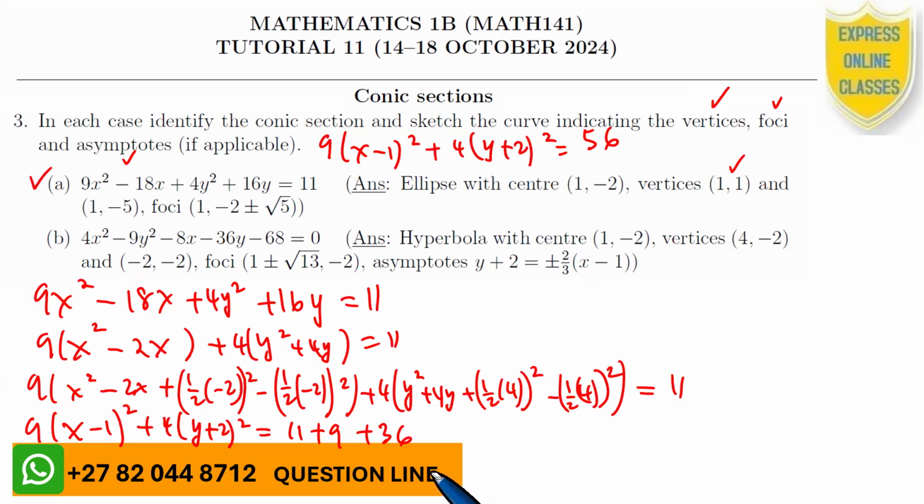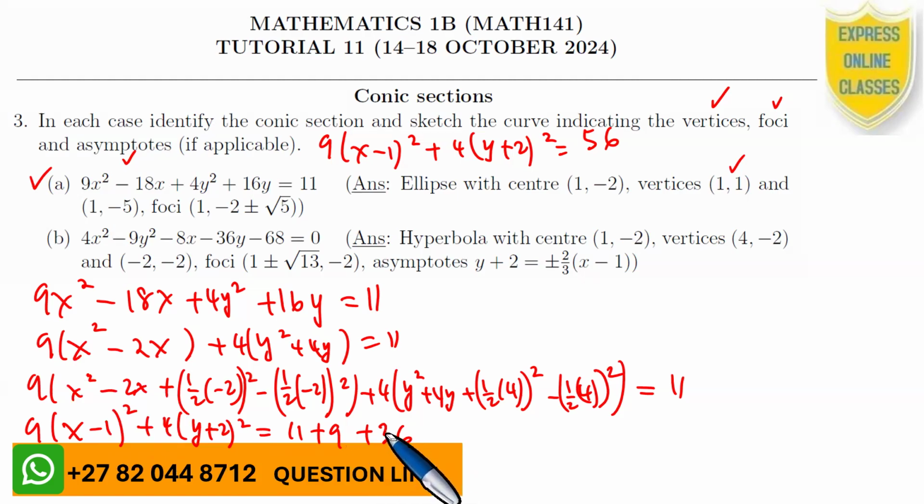Okay. How did you get 9 and 36? These are the things I'm trying to confirm. How we got 9 and 36? Okay, obviously the way we got the 9 and 36.